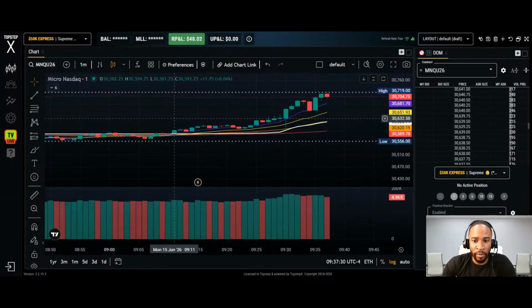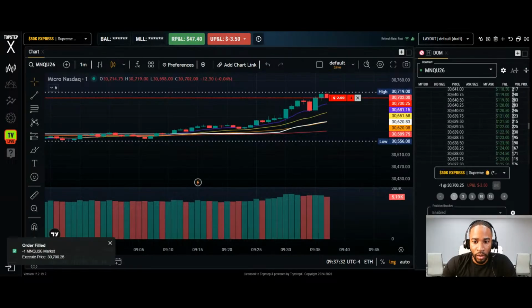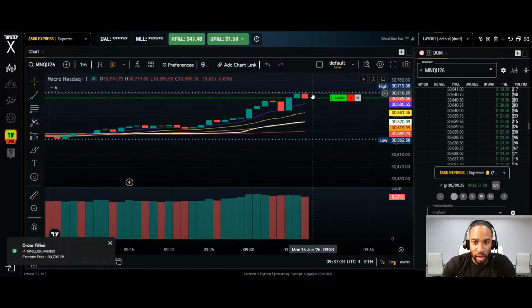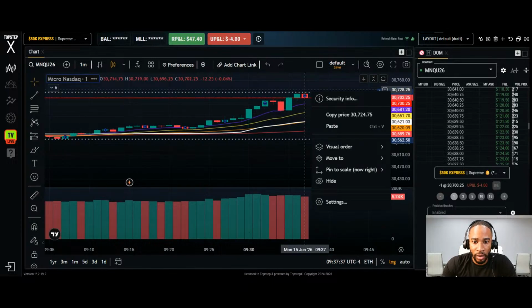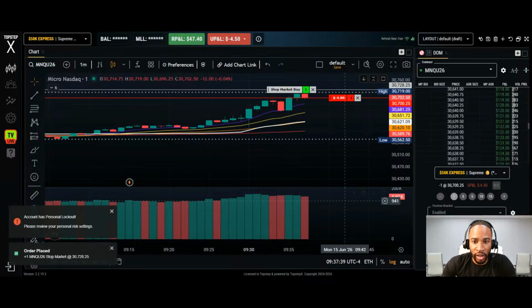Let me go back to my other screen because I'm actually looking for another short position towards the downside possibly. I may get back in short. All right, order filled. Let me test another short position out right here. I'll place my stop loss up here. This is an extremely risky play. I have a tight stop loss in place.